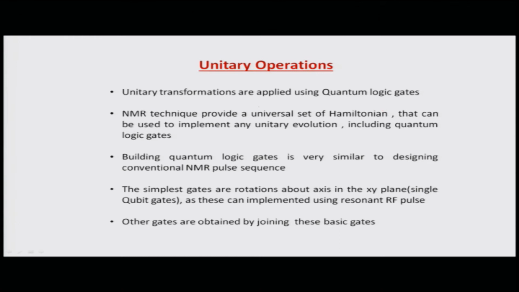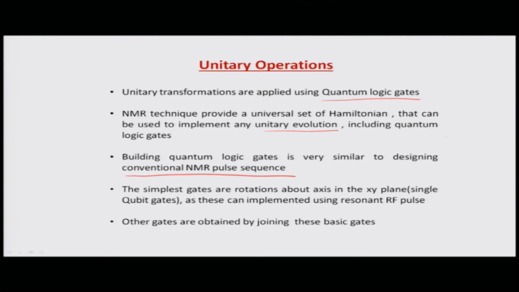Now, unitary transformations are the ones which are applied using quantum logic gates. The NMR technique provides a universal set of Hamiltonians that can be used to implement any unitary evolution, including quantum logic gates. So, the building of quantum logic gates is very similar to designing conventional NMR pulse sequences, and therefore it has been possible to do.